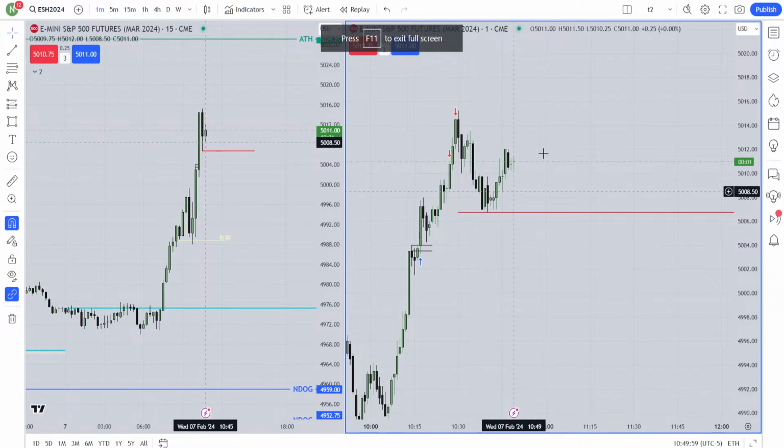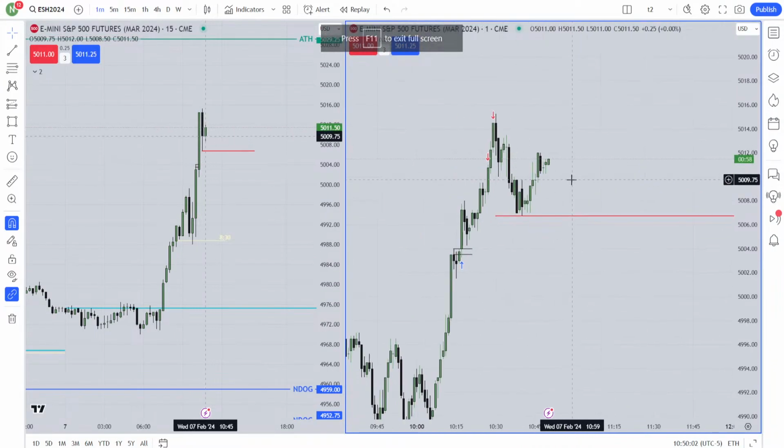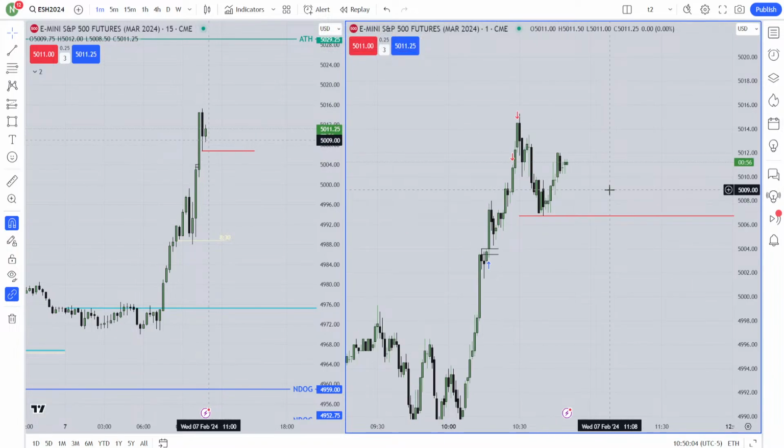So this is the consolidation before the news. I will wait for the perfect price action.